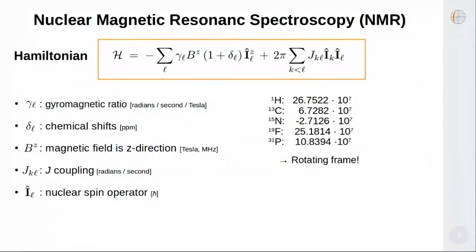Now, this is a theory talk, so of course on the first slide I have to have the Hamiltonian, and Peter already explained it. In the Hamiltonian, we have first the coupling of the B field with the nuclear spin. And the important quantity here is the gamma L, that's the gyromagnetic ratio, and that gives you the coupling strength of the nuclei with a magnetic field.